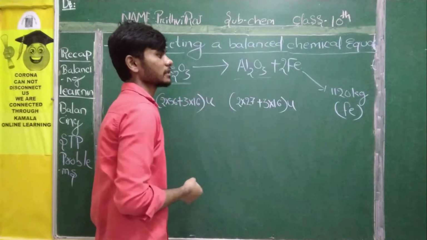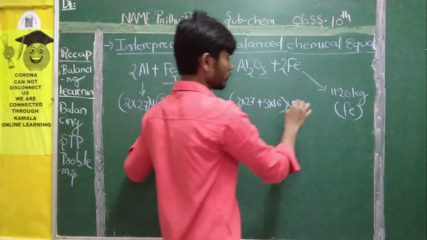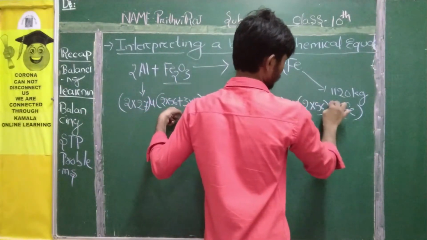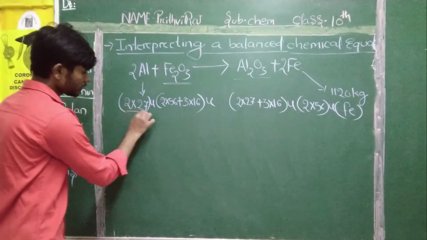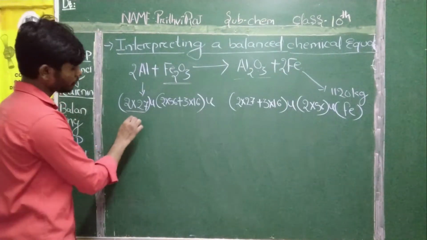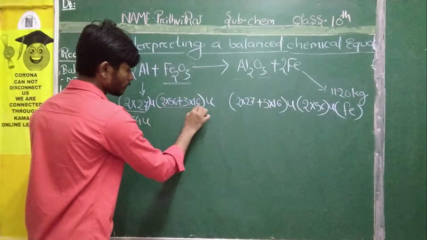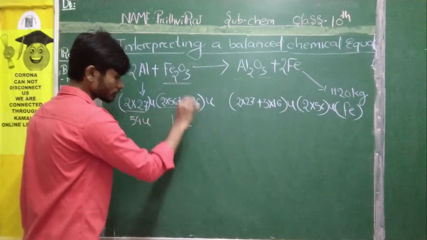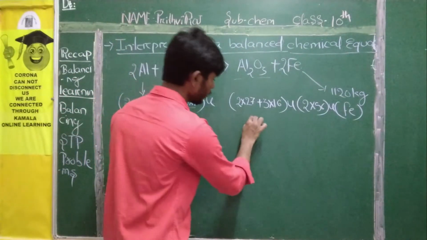And at last, iron. The mass of iron is how much? 56. So 2 into 56 U. Now how much is 2 into 27 U? This is your 54, sorry, 54 U. And 2 into 56 plus 3 into 16? It is around 160 U. Here 2 into 27 plus 3 into 16, you are getting around 102.